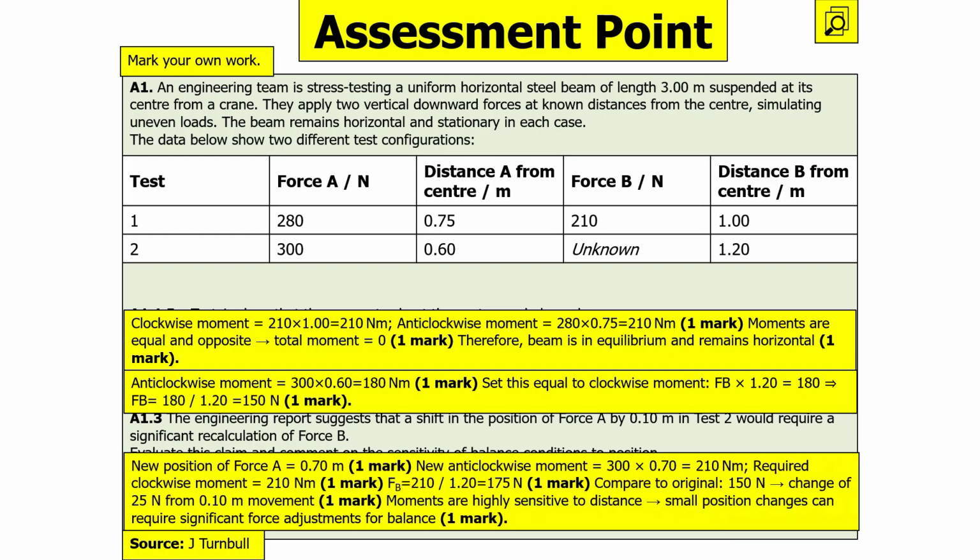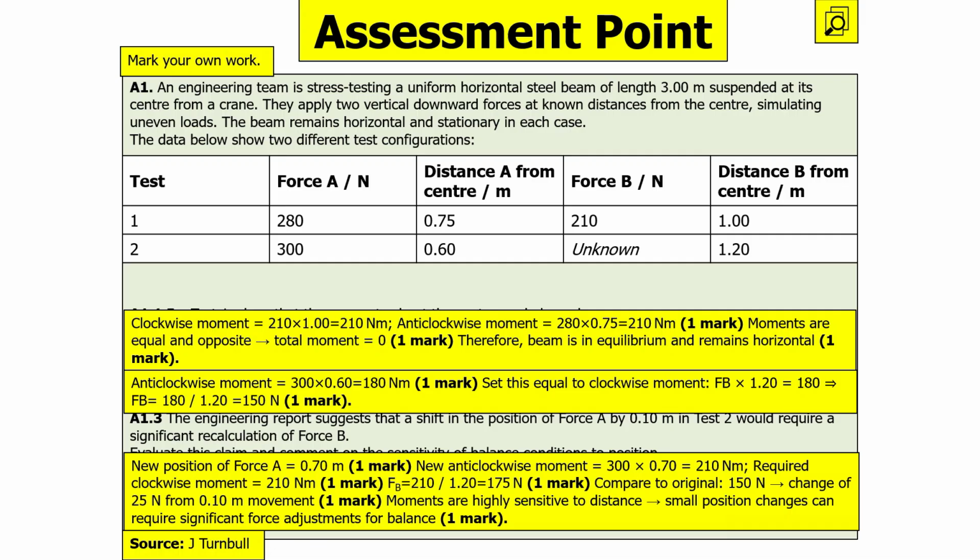Now the new position of force A is going to be at 0.70 meters from the information given. So our new anti-clockwise moment is force times by distance, so it's 300 times by 0.70, which is 210 Newton meters. So our required clockwise moment to create an equilibrium is 210 Newton meters. So FB in this case is going to be 210 over 1.20, which is equal to 175 newtons.